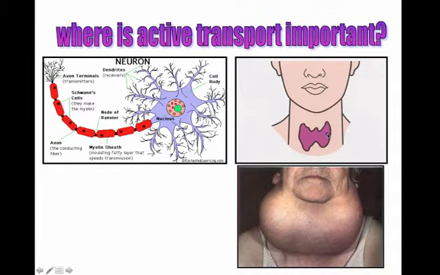Another place is within the thyroid. So this is a diagram of a thyroid that we're showing you here. And the thyroid relies on active transport of iodine. And so iodine will be actively transported. And in the presence of that iodine, our thyroid will release many hormones. Now we can have something called hypothyroidism, which can lead to goiter. And this means that your thyroid becomes enlarged because of an iodine deficiency.